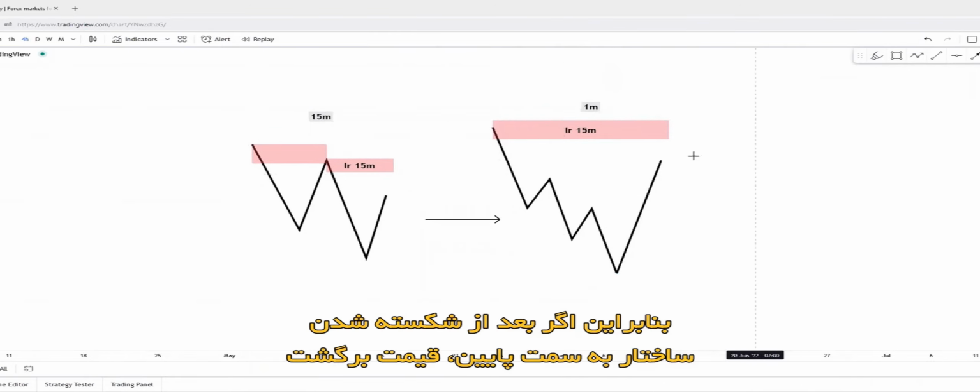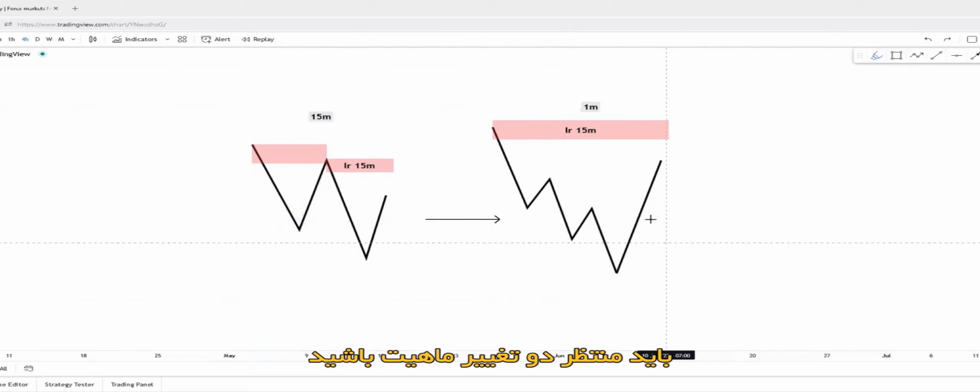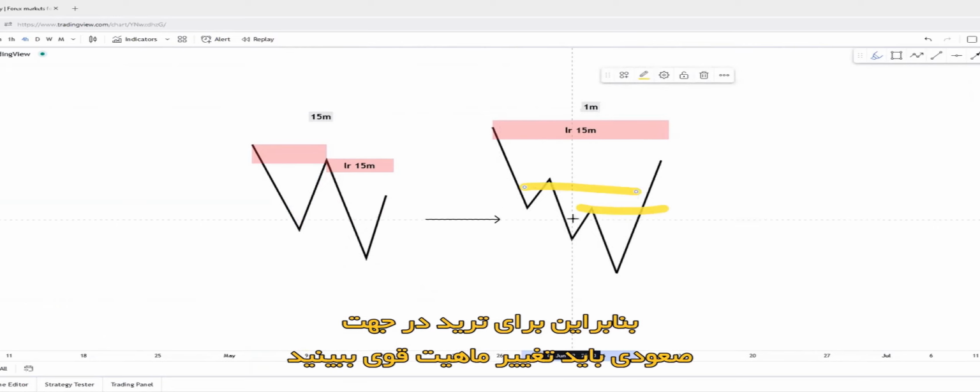So if price reverses right here after the last recent breakout structure to the downside, after following the trend, and reverses for a pullback, you have to wait for a double change of character, so a strong change of character, in order to take any long trade to the upside.